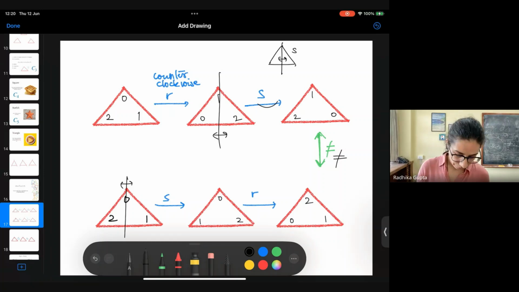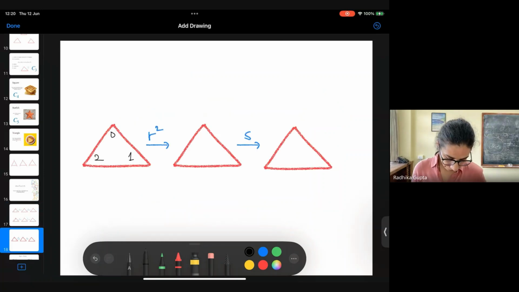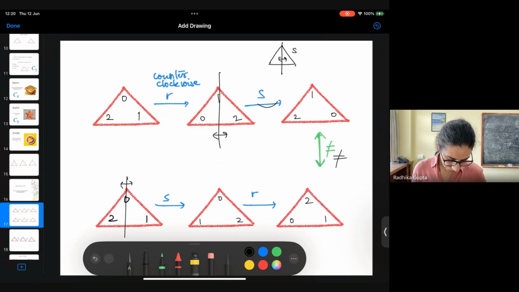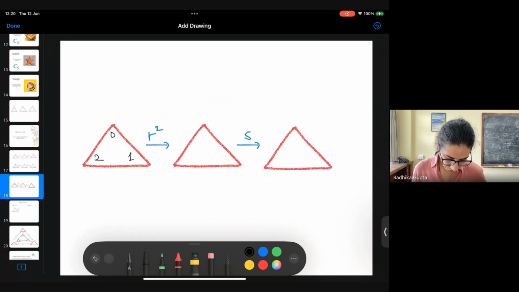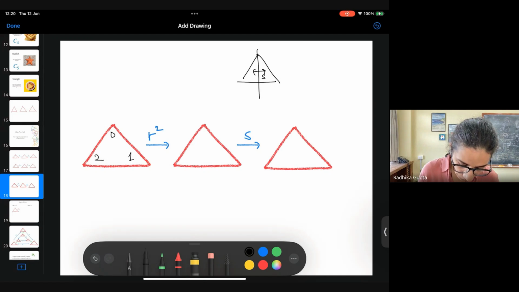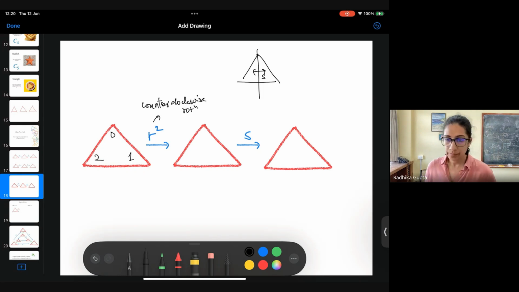But let's see. Okay, let's try one more exercise. Let me just say, for me, S is again this and R is counterclockwise. So can you try this? I'm also going to try it with you.